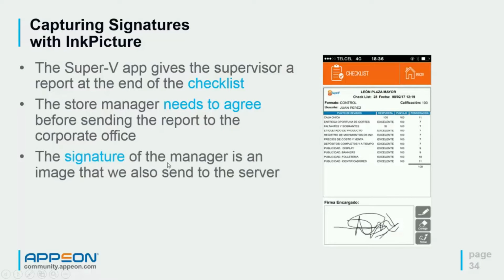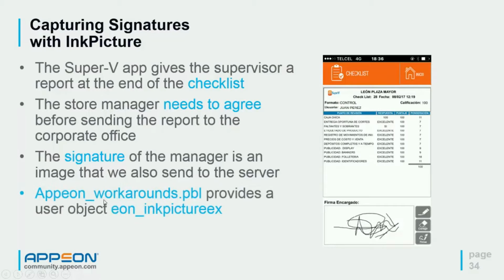The signature of the manager is an image that we also send to the server, and the Appeon workarounds provide that object, Appeon PictureX. And this is very easy to use, believe me. You just need to call the function save, and it will give you a blob file, and that's it. That's your image, so you can upload it later to the server.